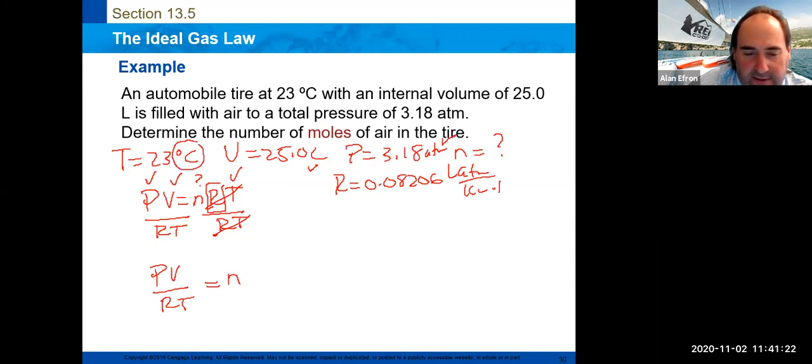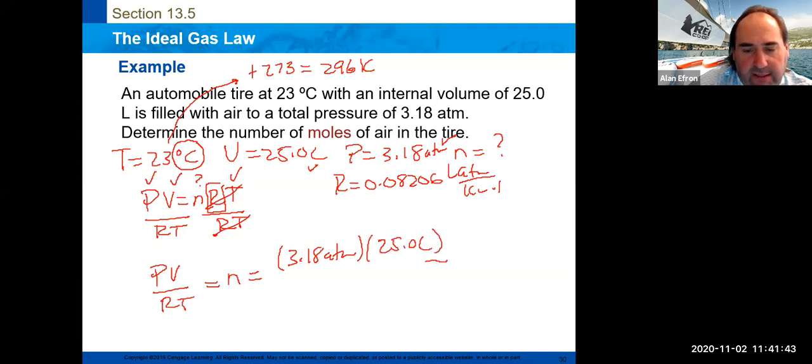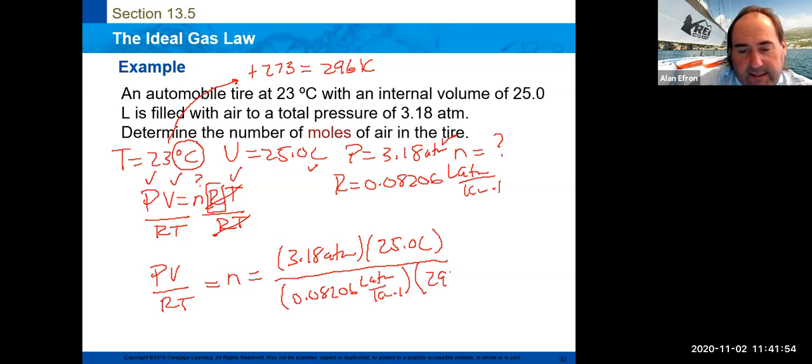But usually our temperature here is not so good, so we do need to convert our temperature. We are going to want to add 273 to that, and that will give us 296 Kelvin. Now we're good to go in terms of units, so we could put them in. We got a pressure of 3.18 atmospheres, a volume of 25 liters, divided by our R, which is again a constant. You always have this number. And lastly, here we have our temperature, which is 296 Kelvin.